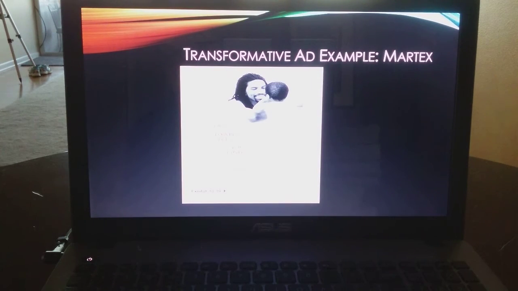Okay, then transformative ads. We have an ad for MARTEX towels. It's an ad with a father and child.